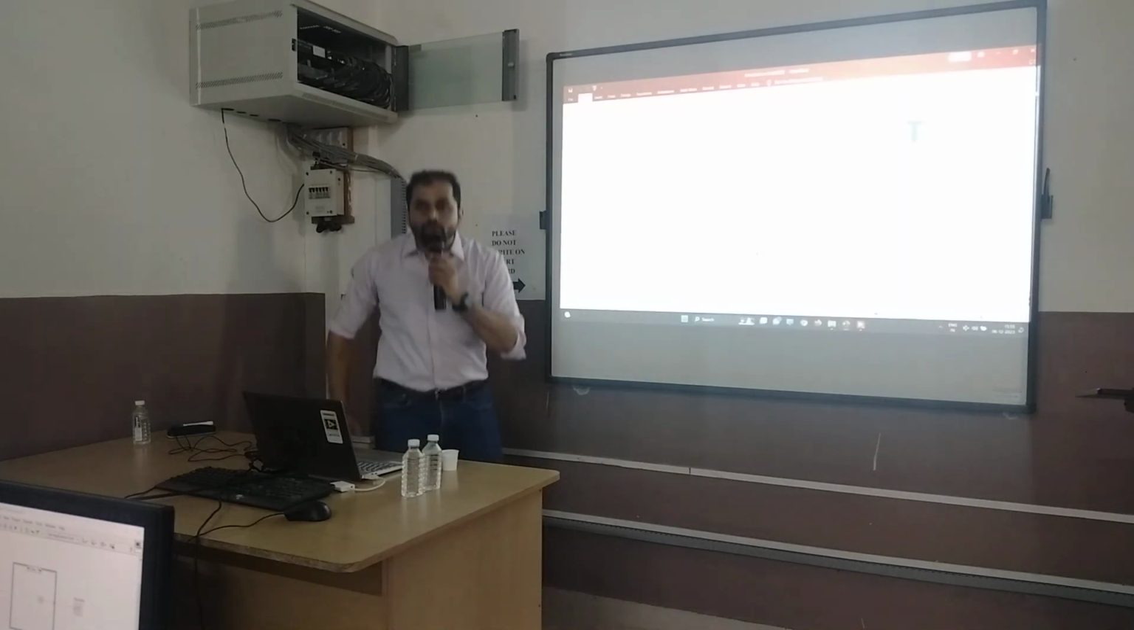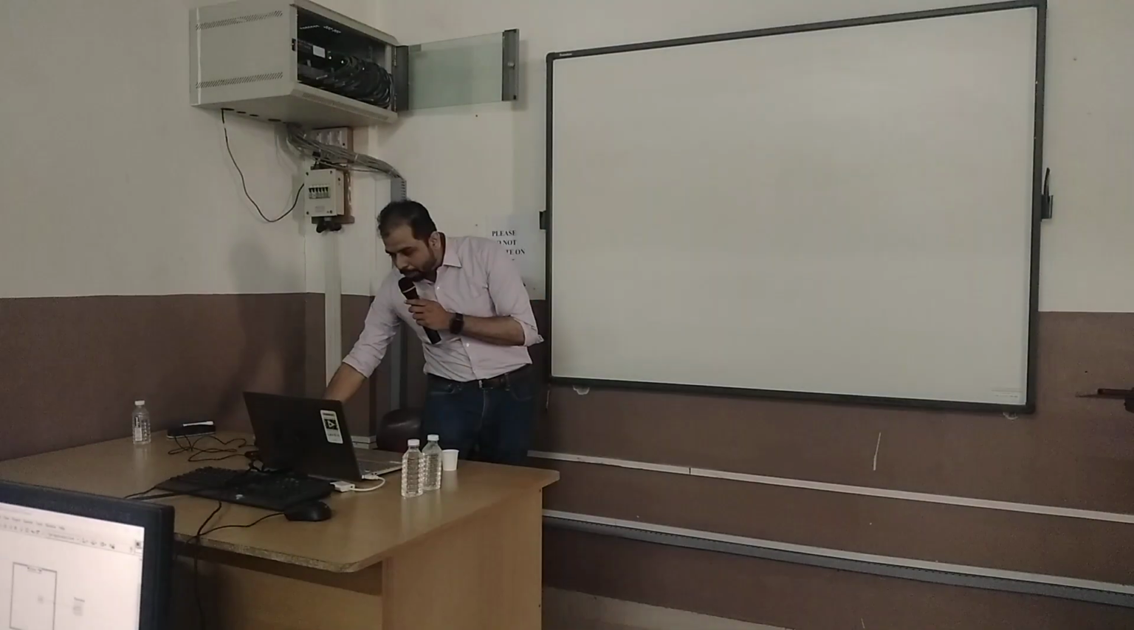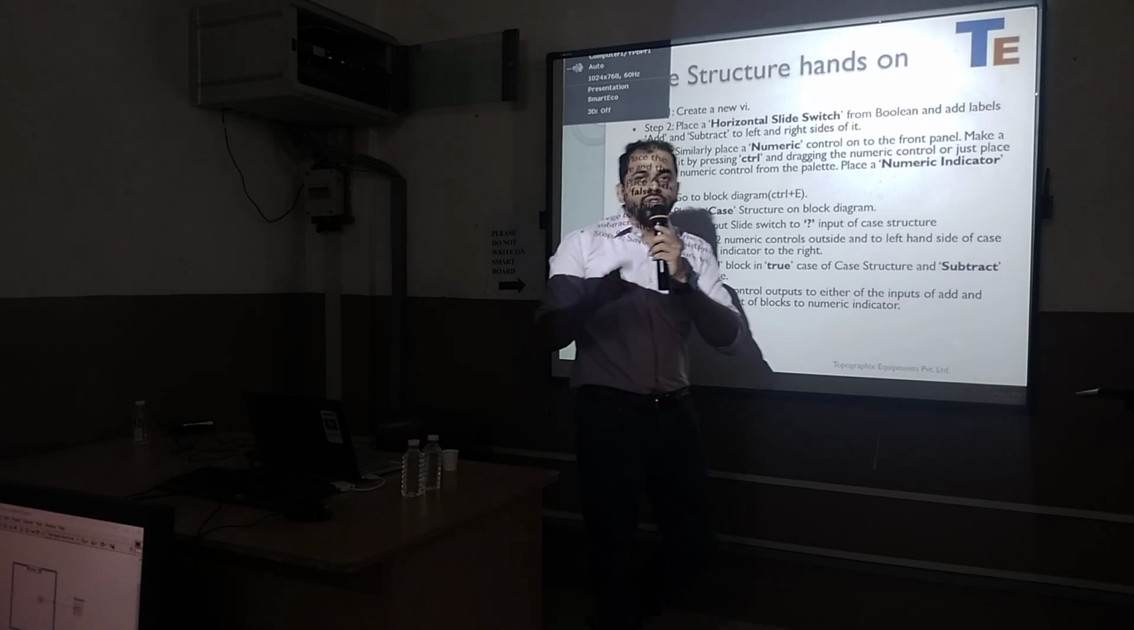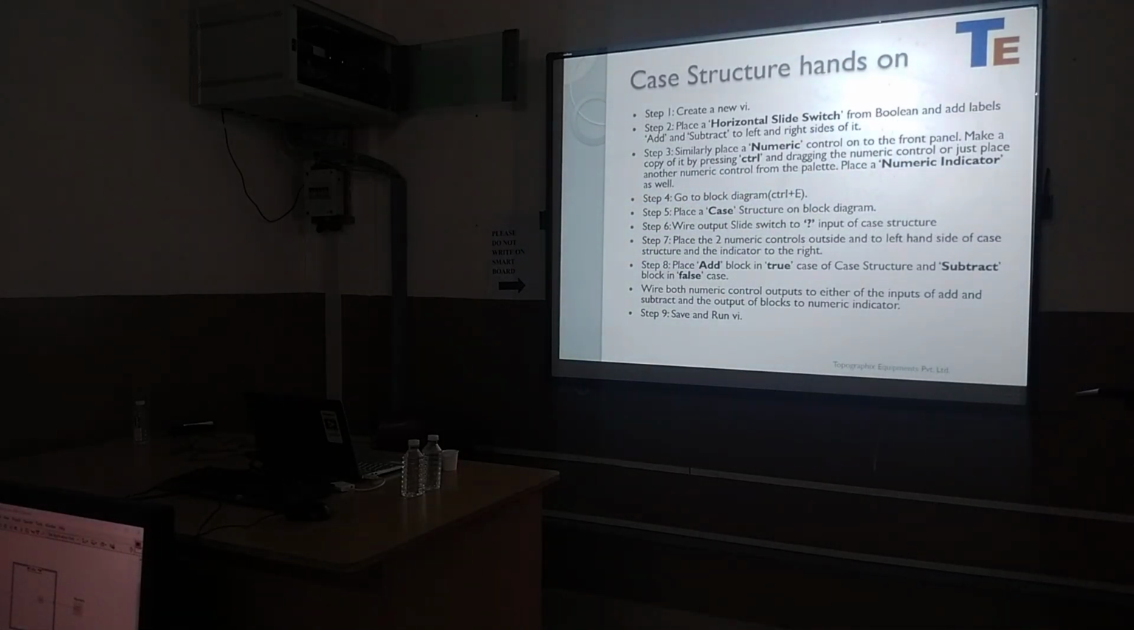So now what we are going to do is perform either addition or subtraction based upon the input that user is going to select from the front panel. Okay. Under Boolean section you will find the horizontal flip switch. Use that and use the case structure that we just created to either add or subtract, whichever the user wants. Okay, this is your exercise. I have written small steps for your reference. You can refer that.